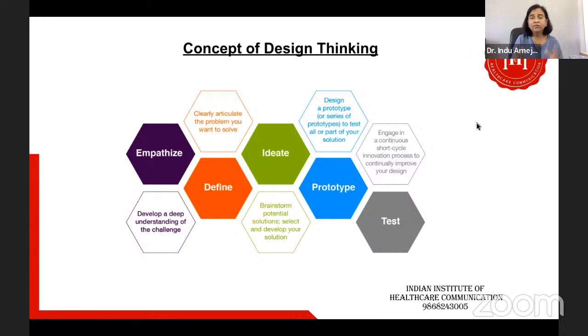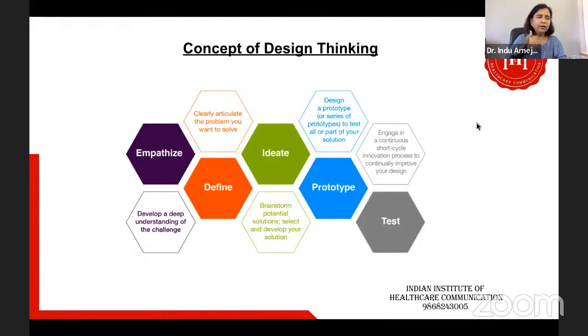And then you develop a prototype. On the basis of the ideas that you create, you prepare a kind of draft of what you think will work, maybe that can resolve the problem. So you design a prototype, a series of tests or parts of the solution that you bring together. And then based on that prototype, you do a testing.